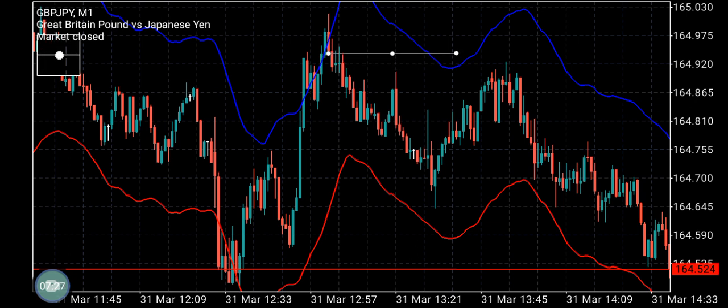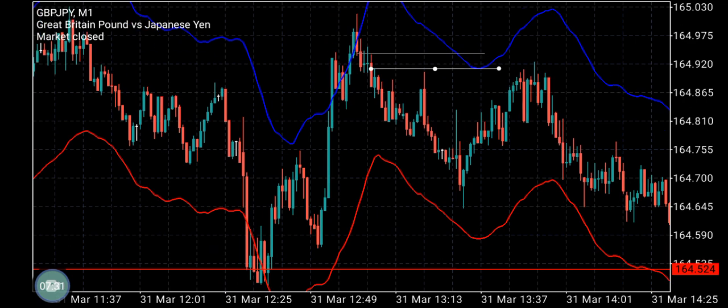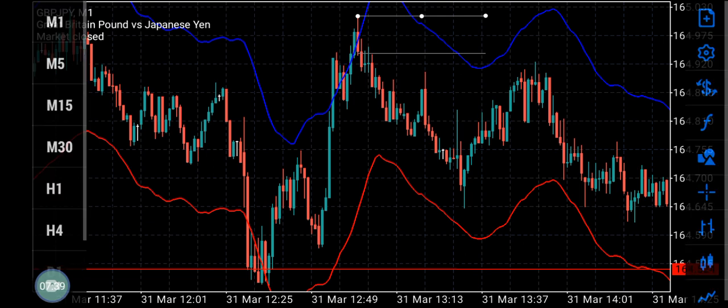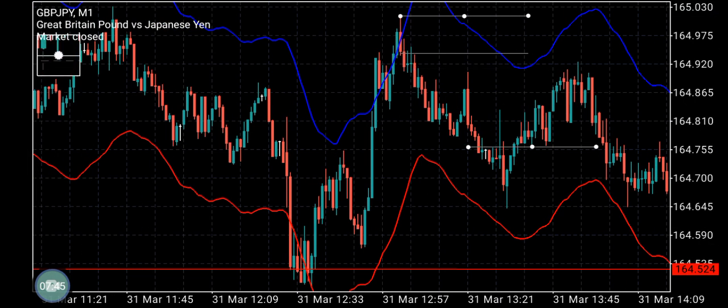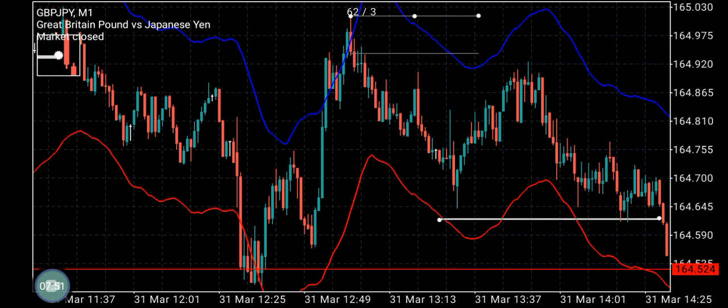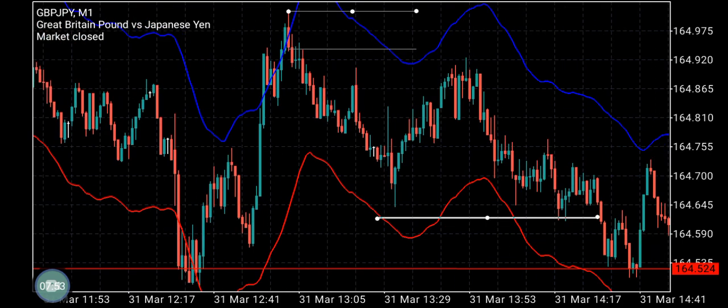You sell here, then you keep your stop loss here, because you don't want to blow your account. You have to apply risk management by putting a stop loss. You sell here, keep your stop loss. Now where will be your take profit? Your take profit will be right here, taking the arrow there. Take profit will be right here. Now let's see if it hits our take profit. Yeah, it hit our take profit.